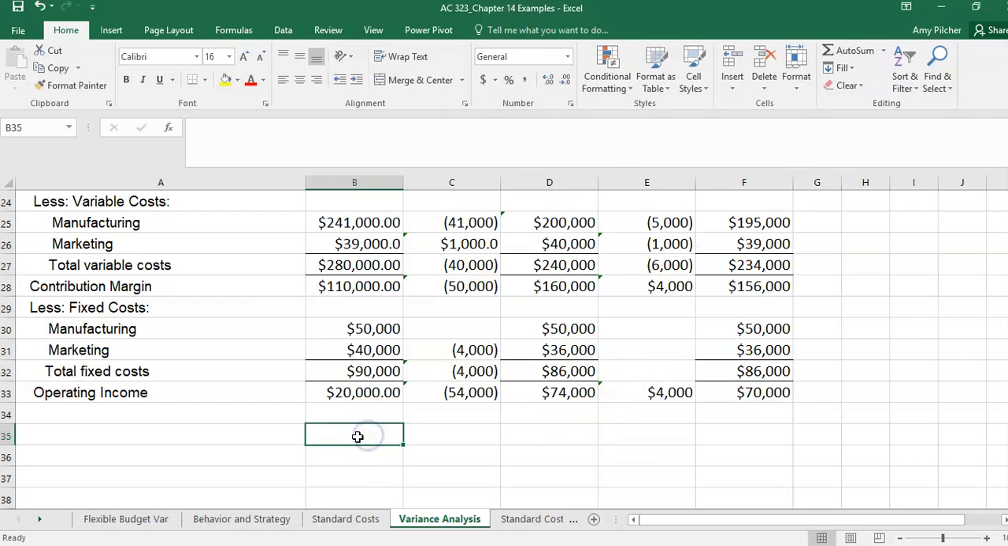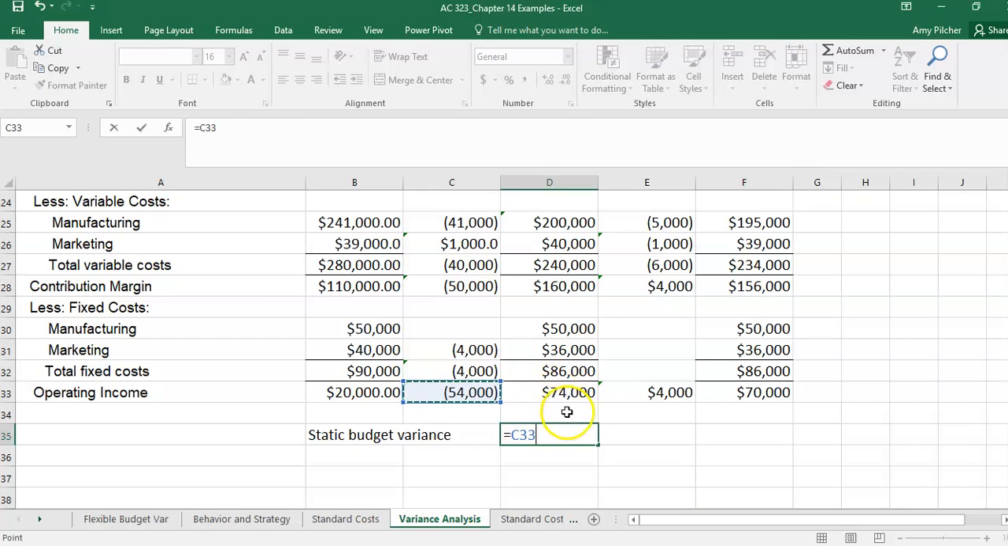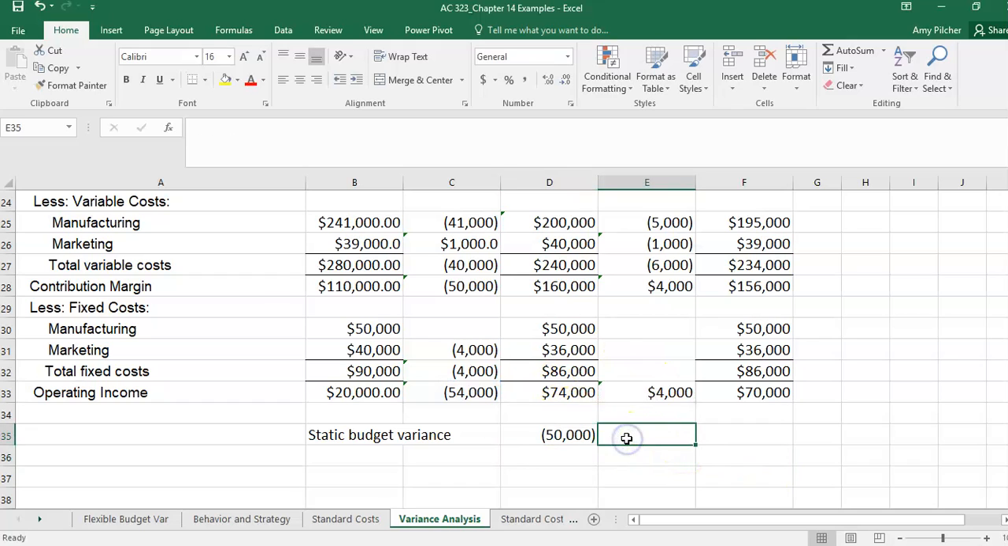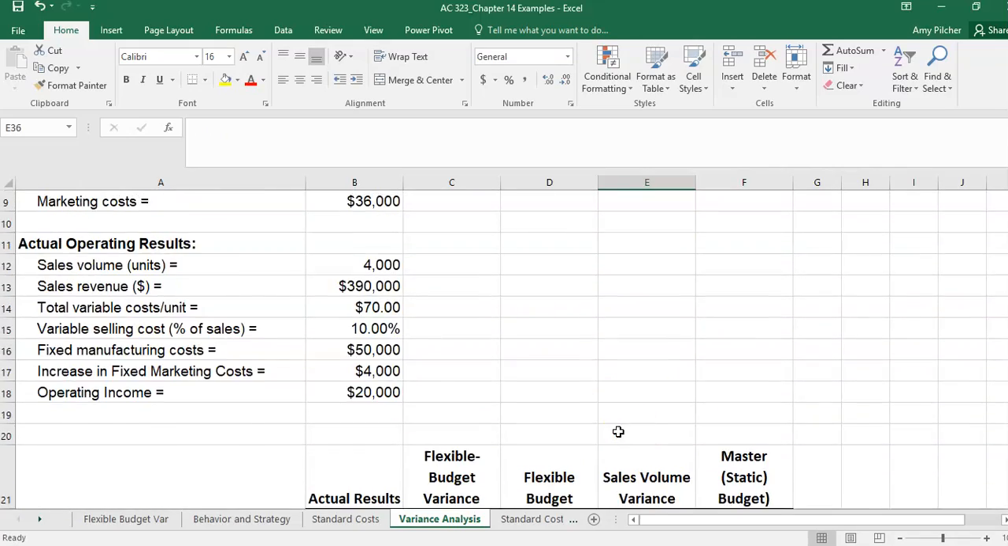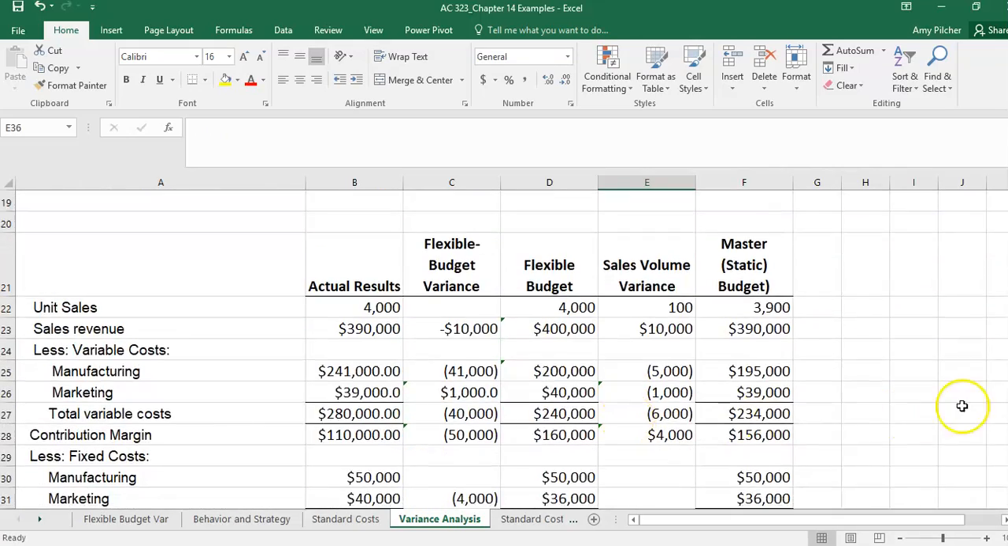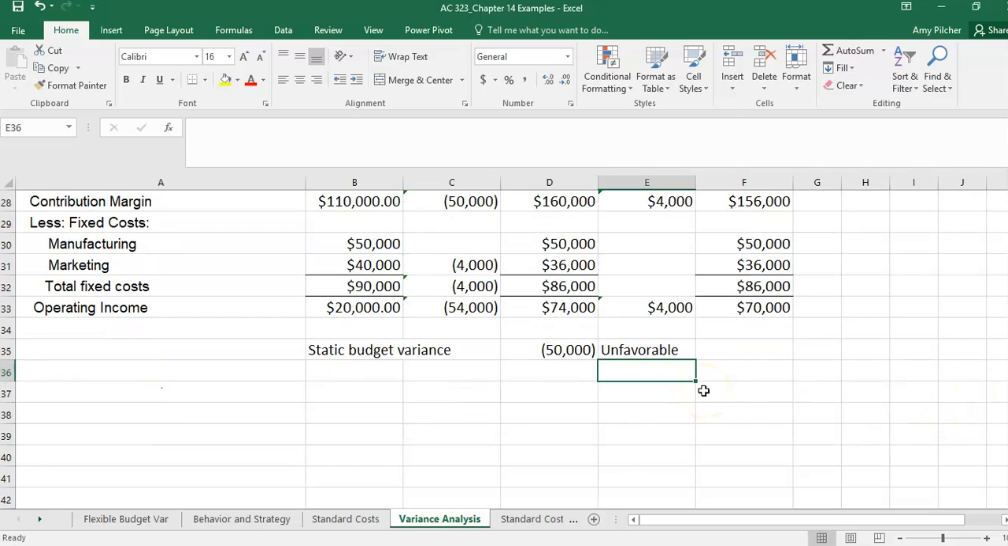Our total static budget variance is the flexible budget variance plus our sales volume variance. So our static budget variance is unfavorable $50,000 variance. Now the other questions, there are no other questions on this problem.